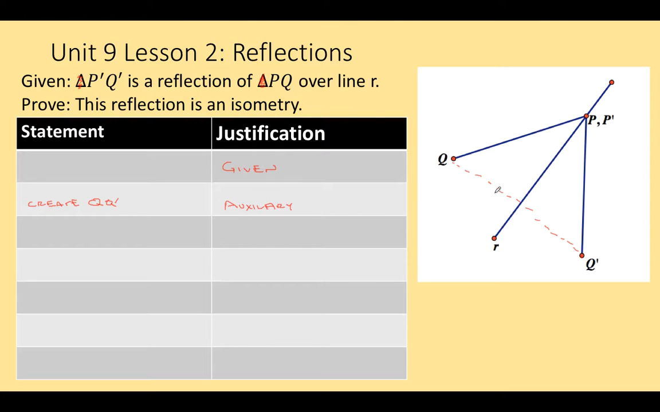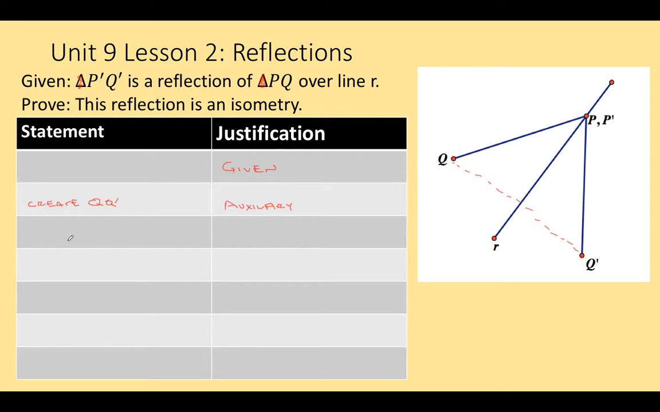All right, well, we know a couple of things. At this point, we see that we have two triangles, 1, 2. And if we can prove that these two triangles are congruent, then CPCTC would get me these two sides congruent, which is what I want to prove that this is an isometry.